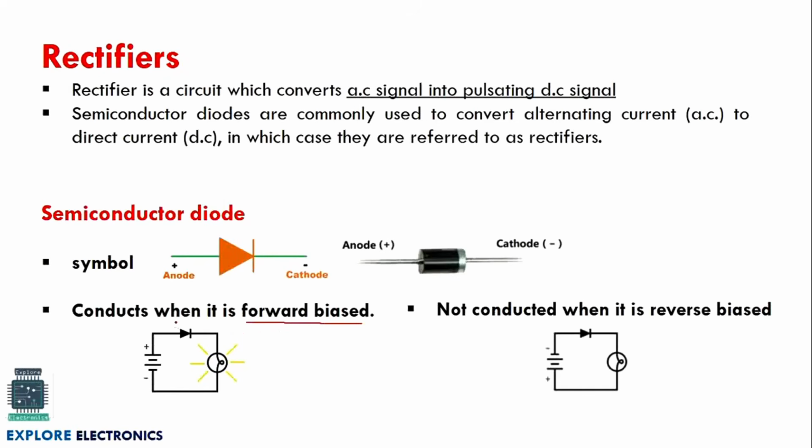The current flow in the diode will be in this direction, and the diode will allow the current to flow in only one direction. And when it is reverse biased, meaning the negative power supply is connected to the diode anode and the positive terminal is connected to the cathode, the diode will be reverse biased and there is no current flow in the reverse direction. That's why we say when the diode is forward biased, it will conduct. When it is reverse biased, it is not going to conduct.